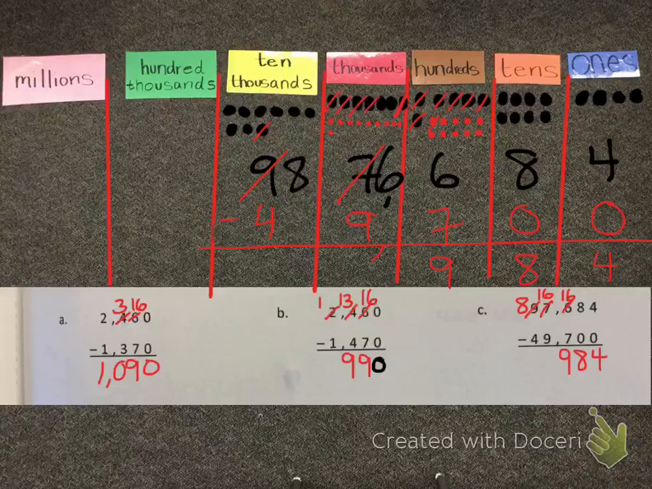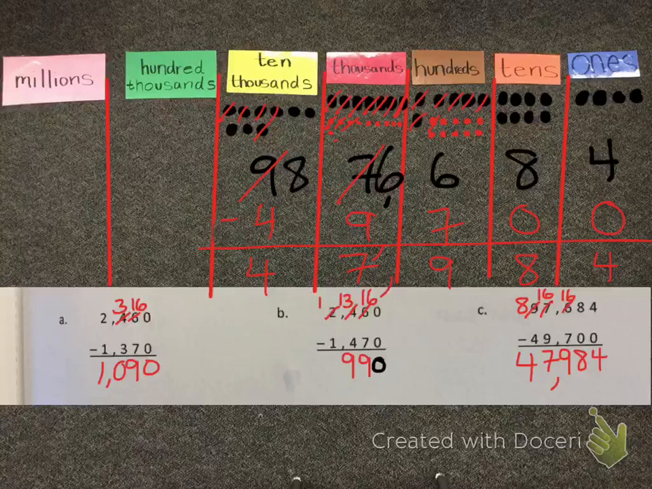1, 2, 3, 4, 5, 6, 7, 8, 9. So we have 1, 2, 3, 4, 5, 6, 7. We have 7 here. Awesome. And we have 8 here, so subtract 4. 1, 2, 3, 4. 1, 2, 3, 4. Nice. All right. We have 47,984. And that's how we use the place value chart in order to solve.